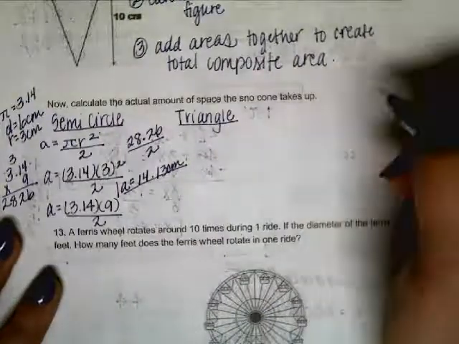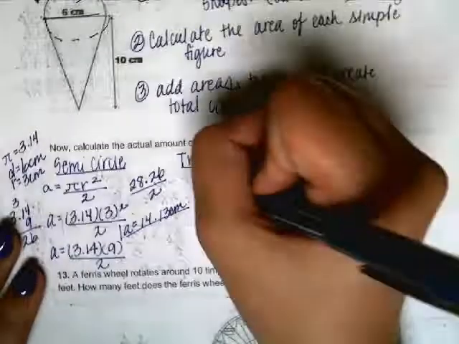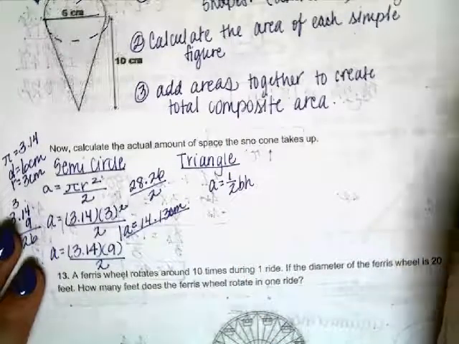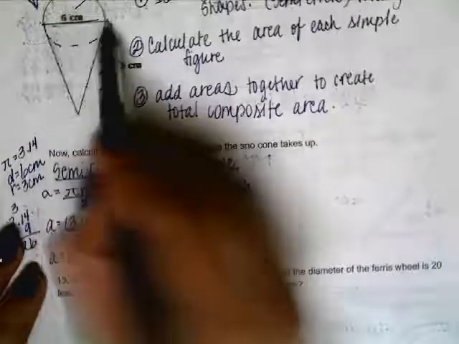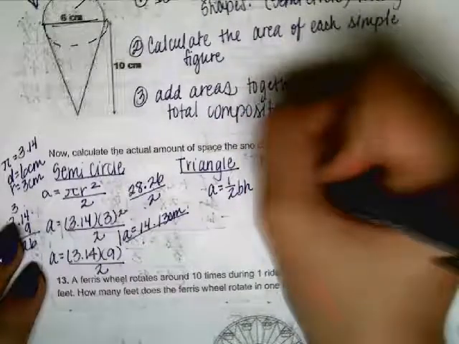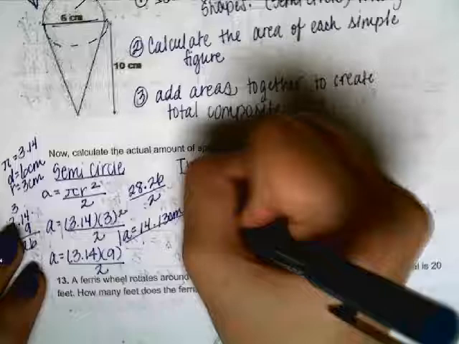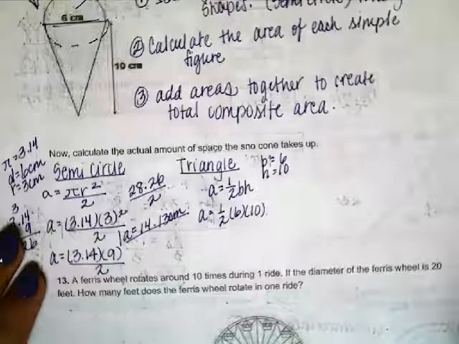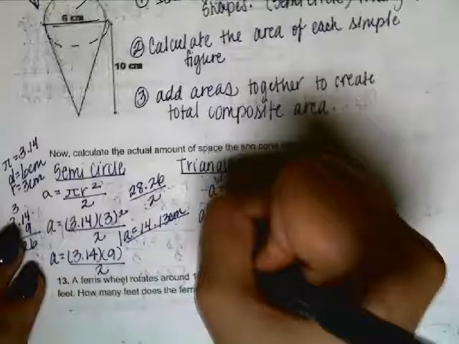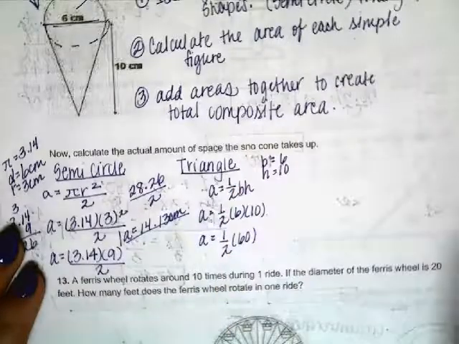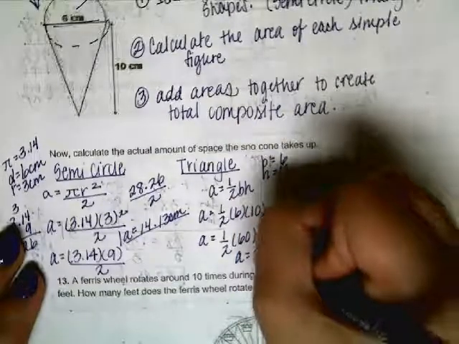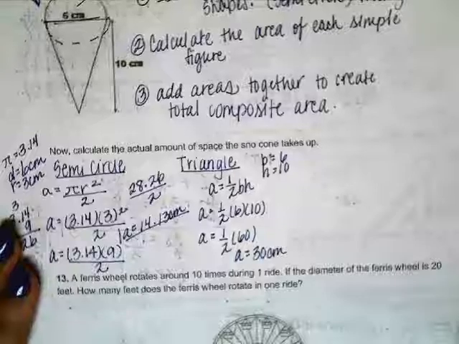Now we need to find the area of our triangle. The area of a triangle is A equals half base times height, where our base is 6 centimeters and our height is 10. So area equals half 6 times 10. Area equals half times 60, and half of 60 is 30. So the area of the triangle part is 30 centimeters.